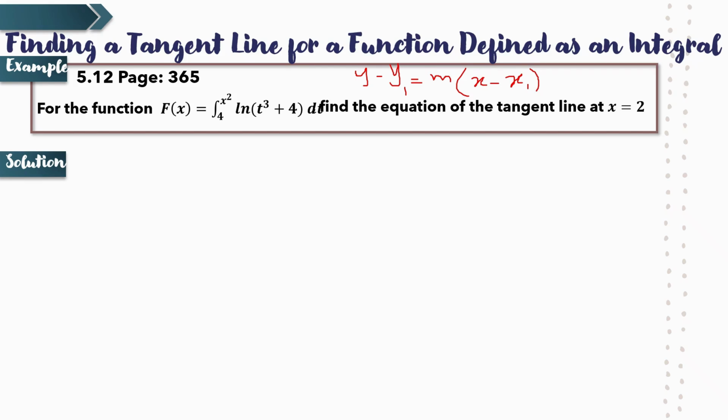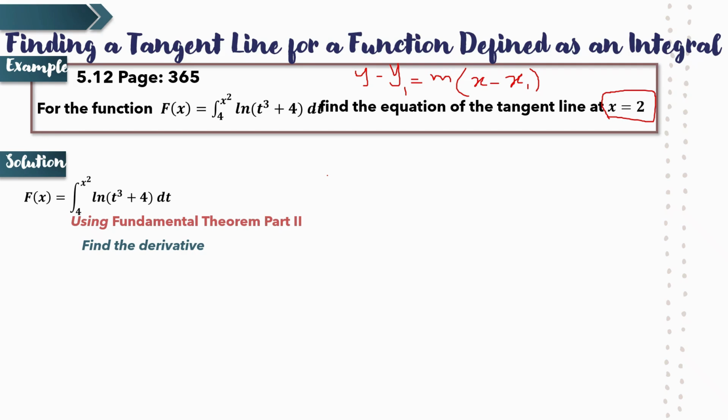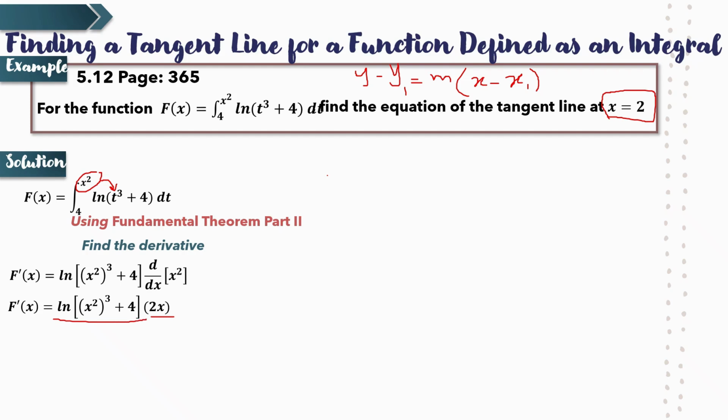Let's find each term. x1 is already known as 2. You can replace it in your y function to get y1, and when you differentiate the given antiderivative, you will get the slope. Let's find them one by one. First, let's use the Fundamental Theorem of Calculus Part 2 to find the derivative, which will be your slope later. First let us differentiate x squared, which gives 2x, and then replace t with x squared. That's how you get 2x times ln of (x squared) to the power 3, plus 4.